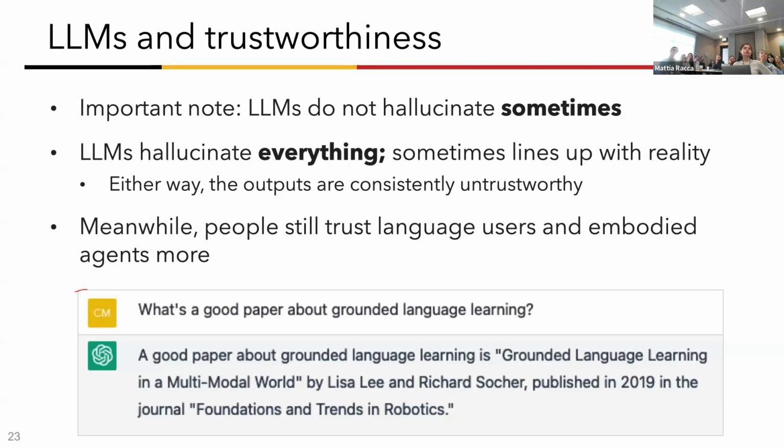So I asked GPT-4, what's a good paper about grounded language learning? And it came up with this, Grounded Language Learning in a Multimodal World by Lisa Lee and Richard Socher, which is fantastic. That is, in fact, a good grounded language learning paper. I need it to exist. It doesn't. But if anybody knows Lisa Lee and Richard Socher, please tell them that I'm waiting.